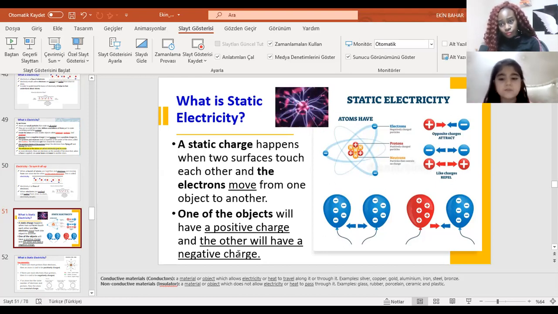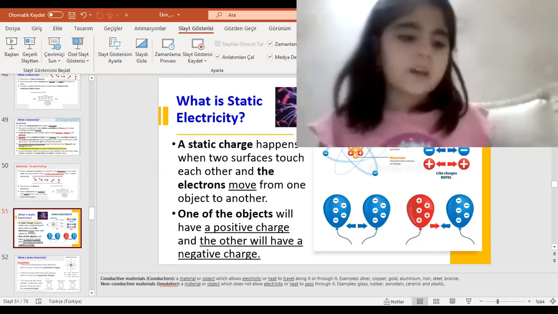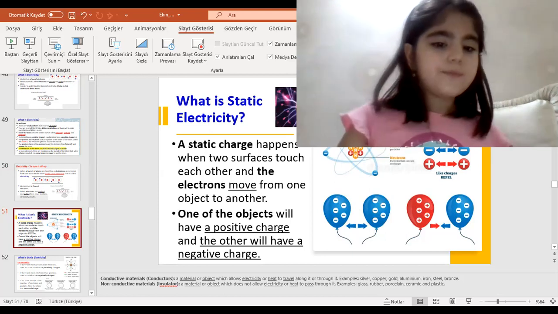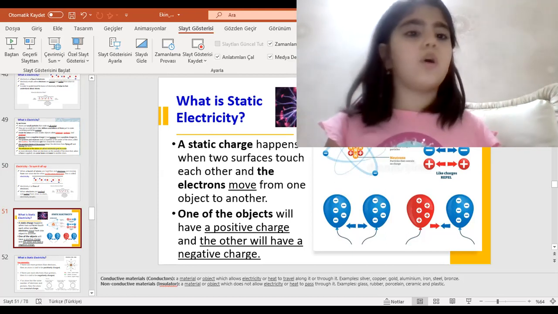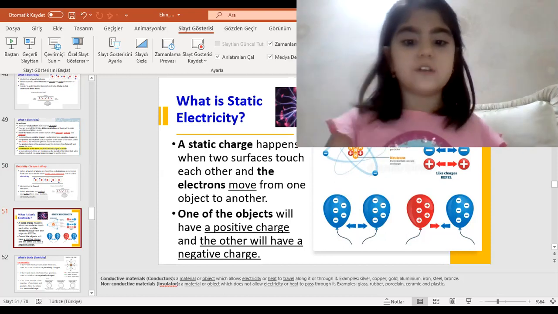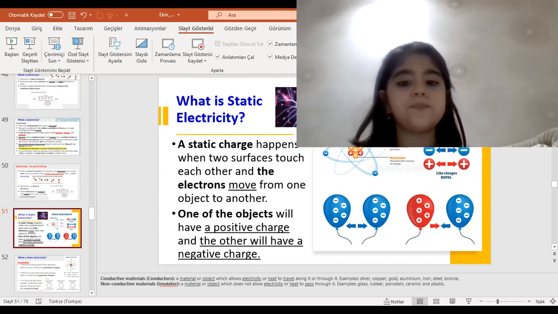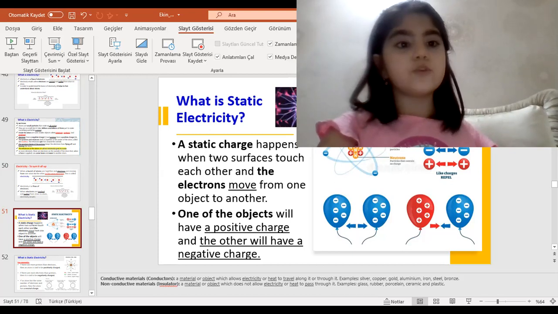For example, silver, copper, gold, aluminium, iron, steel, bronze. And non-conductive materials, we call them insulators. An insulator, which is the second name for non-conductive materials, is a material or object which does not allow electricity or heat to pass through it.